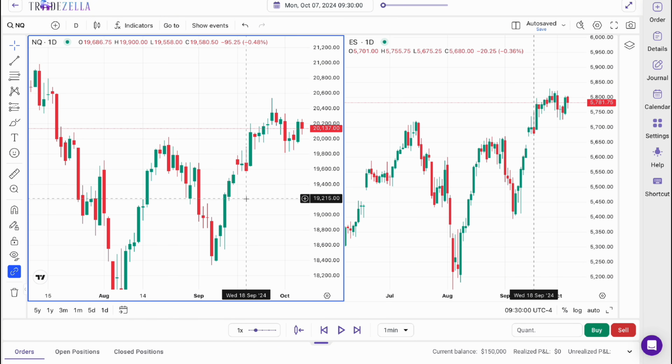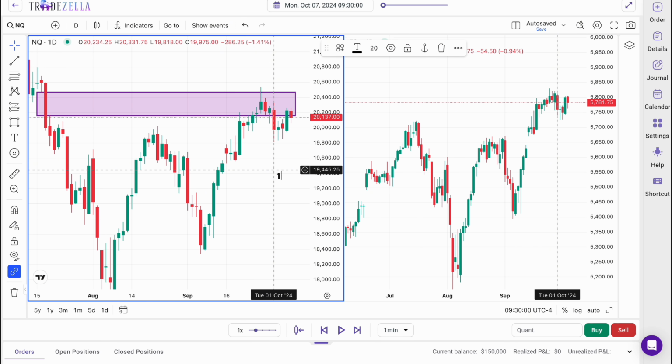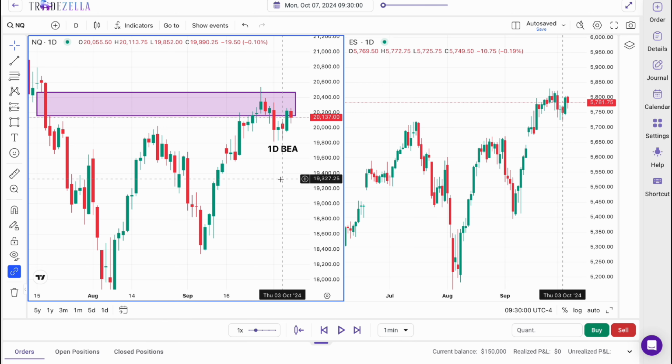Right now we're not in a daily bullish imbalance. In fact, we are in a daily bearish imbalance as of this day to the left. Therefore, we can write down that we have a 1-day result as bearish. That's it. So our daily bias is bearish.